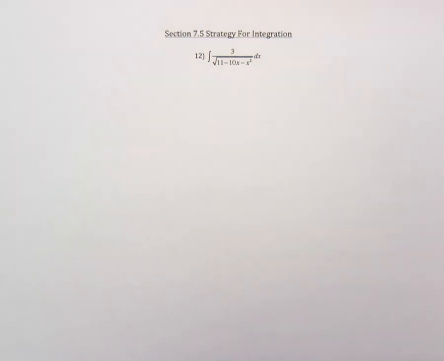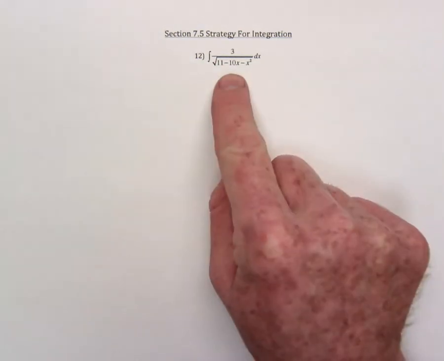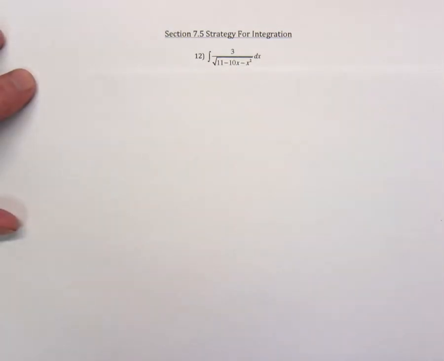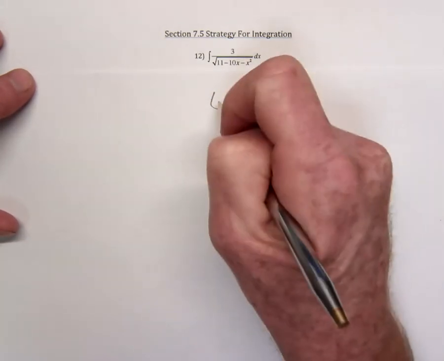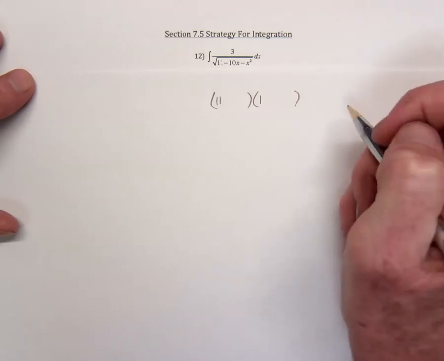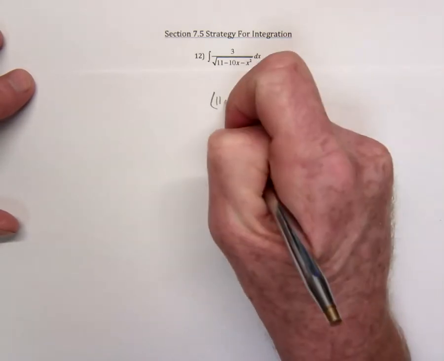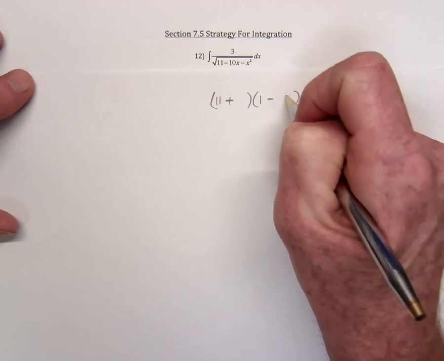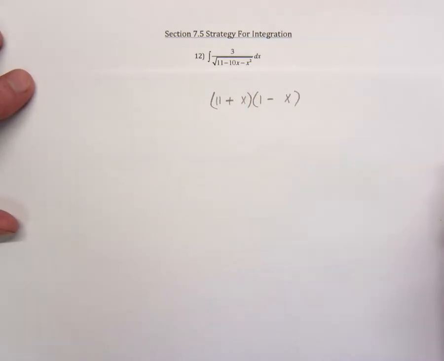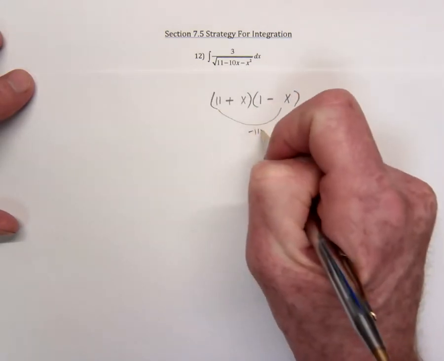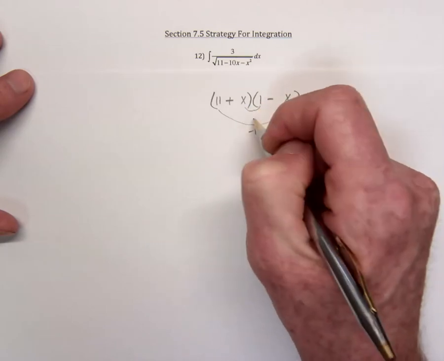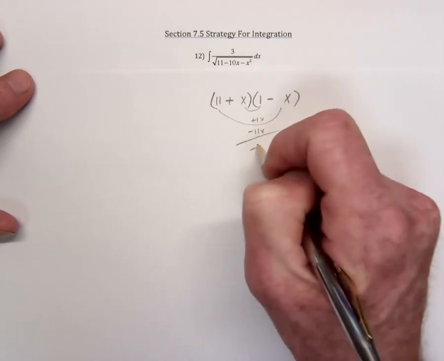Well, this is an interesting integral. If you take a look at the denominator, you could actually factor. So we'd have 11 times 1. We would need 1 positive and 1 negative. x times x. And this negative x times this 11 would be negative 11x. This 1 times the 1 is a positive 1x. That leaves behind negative 10x.